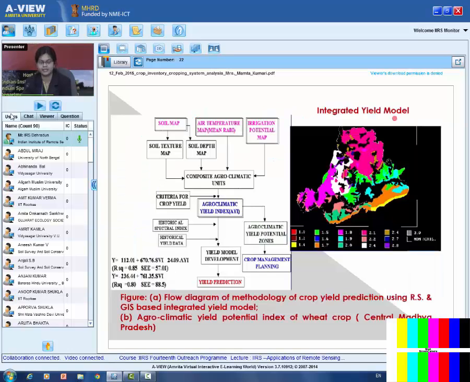Our integrated yield model, as we have already discussed: agroclimatic yield index is developed using soil map, air temperature, that is weather data, meteorological data, and irrigation potential map. After that, agroclimatic yield index is developed, and then after taking the satellite data also into account, after developing the yield model, yield prediction is done. So this is the equation which we can see here. We have taken the spectral vegetation index as well as agroclimatic yield index into account.